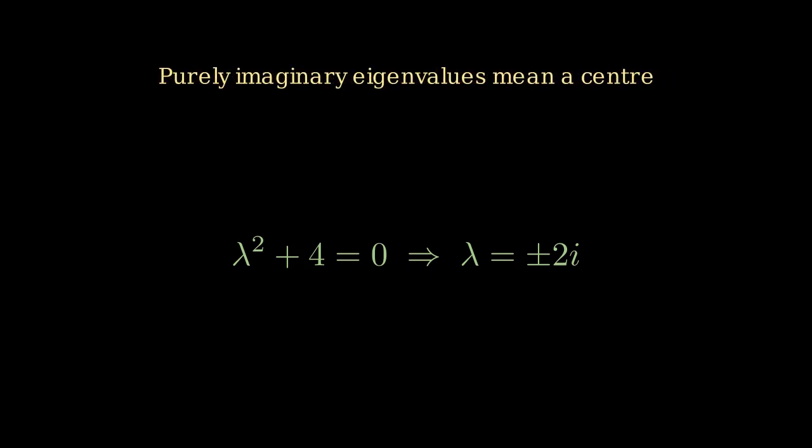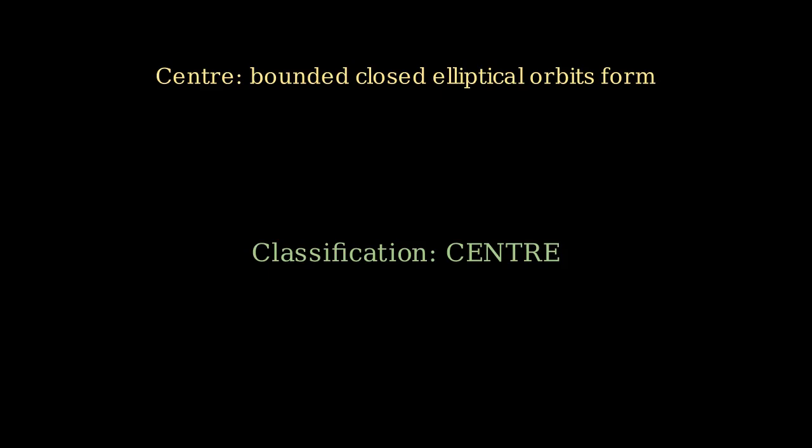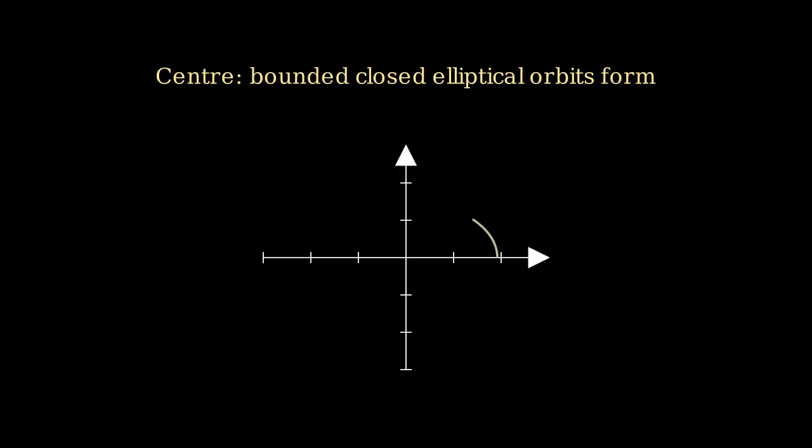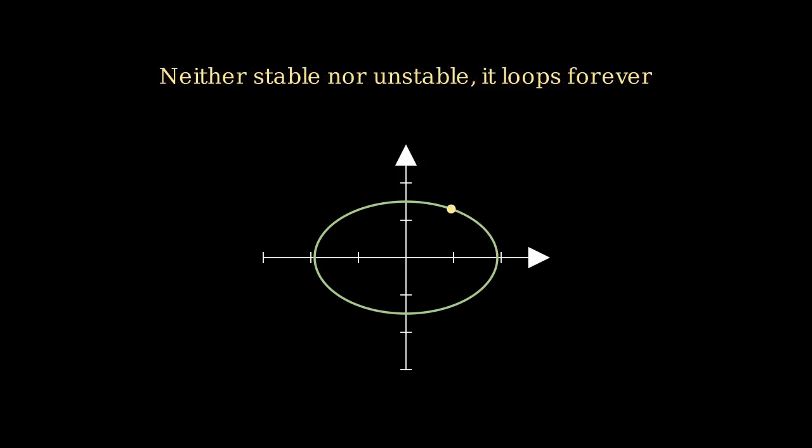Purely imaginary eigenvalues mean the origin is a center. A center means the trajectories are bounded, closed elliptical orbits that neither spiral inward nor spiral outward over time. So this equilibrium is neither stable in the sense of attracting nearby points, nor unstable in the sense of repelling them. It simply loops forever.